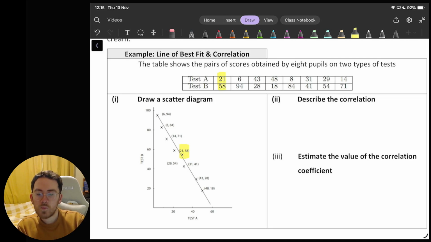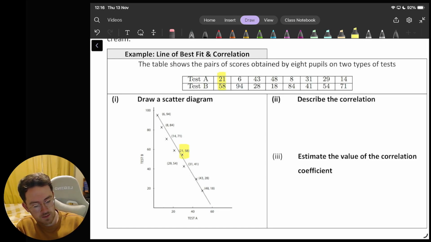What we can see happening here is as I go from left to right, the points are going downwards, which would suggest that if people got a higher score on test A, they tended to get a lower score on test B, and vice versa. The higher the score they got on test B seemed to be a lower score on test A. So perhaps the two tests were in completely different or opposite subjects, that people were stronger in one and less strong on the other.